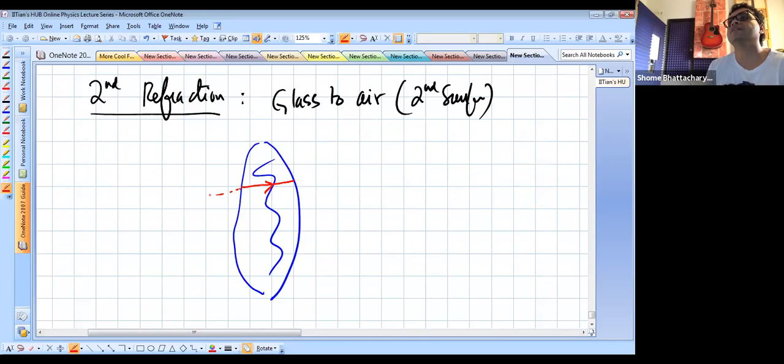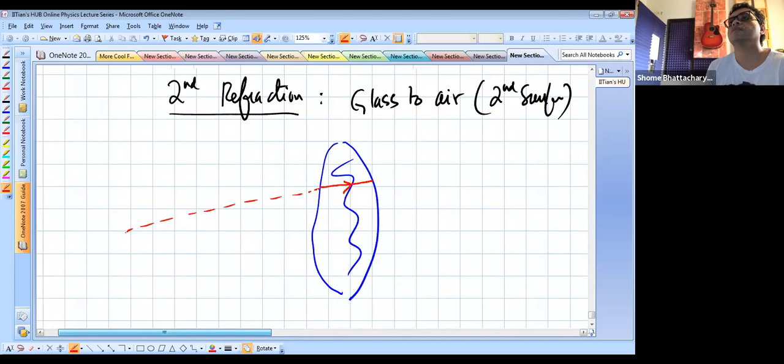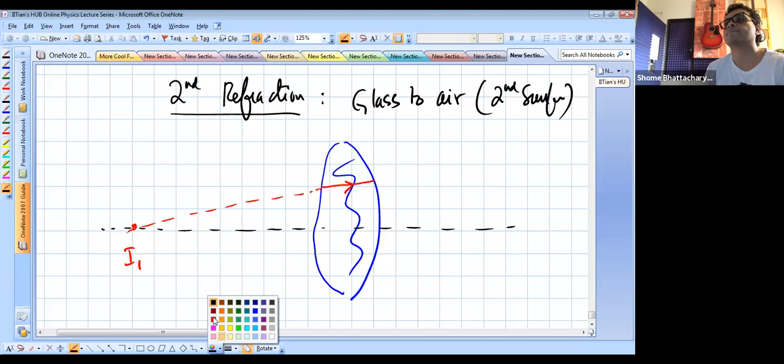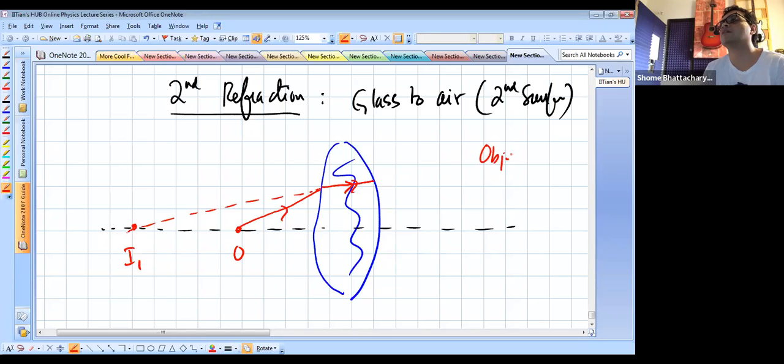So where is it coming from? It is coming from that point, which was I1. It's not coming from the original object, right? Because the ray incident from the original object would be this one. But the ray that is incident on this surface is this. So for this, what is the object? The object is in fact I1.